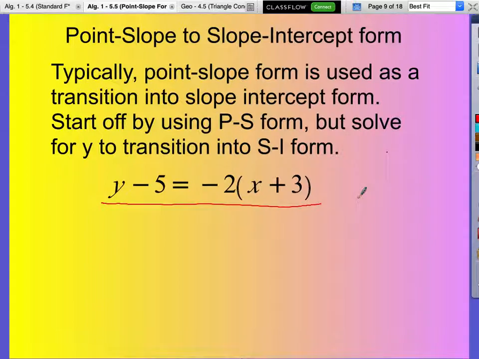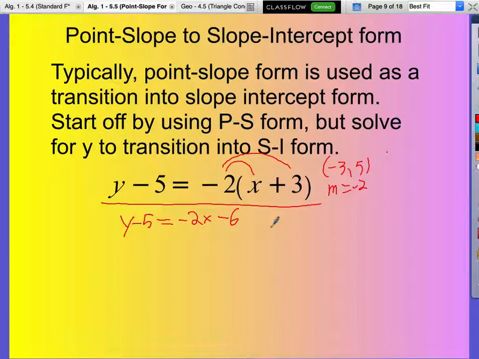So if we have this, this is something that was plugged into point slope form. We had the point -3, 5 and a slope of -2 that was plugged into this. And so now we need to solve it. Our first step will be to distribute our slope. So we'll rewrite y minus 5 is equal to, what's -2 times x? -2x, and what's -2 times 3? -6.